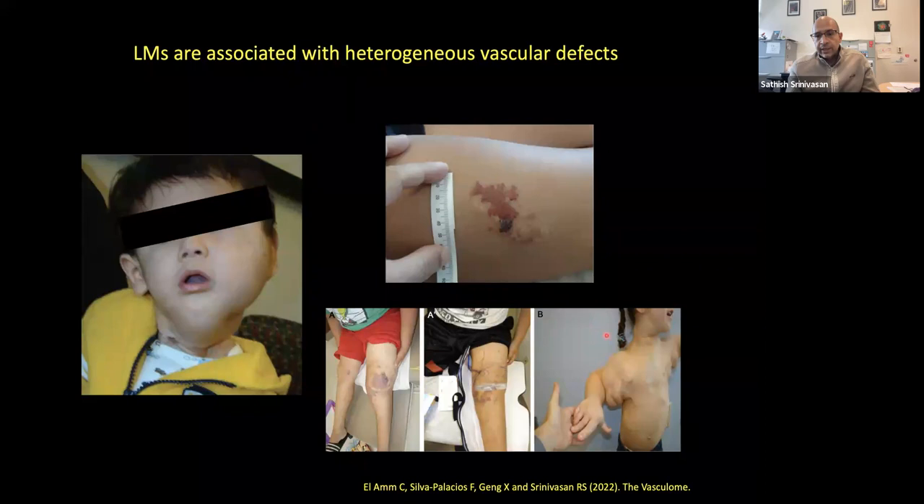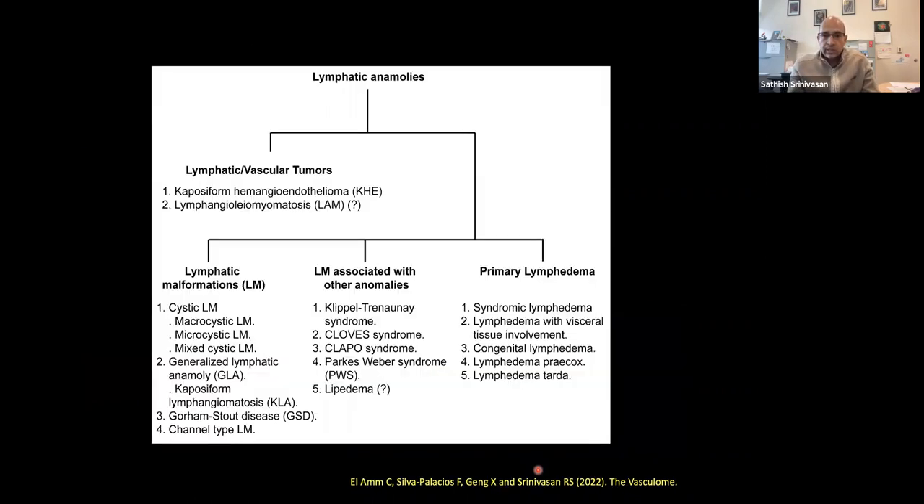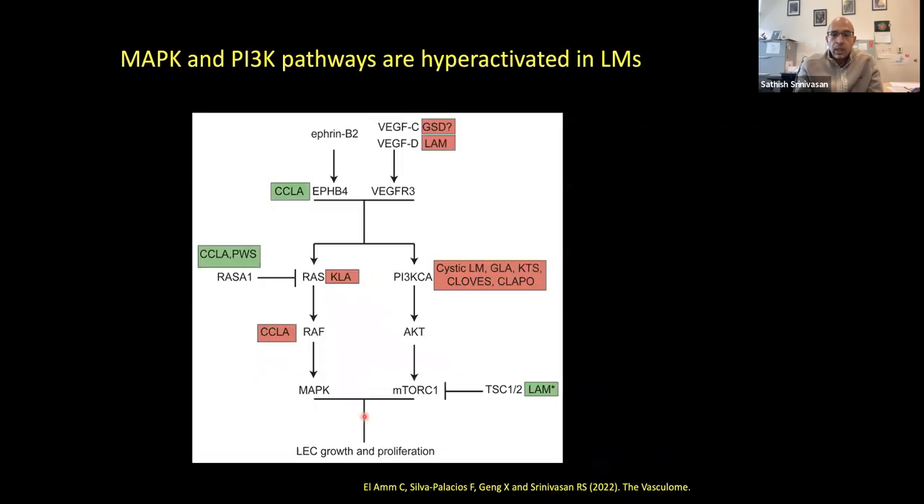And here are the lymphatic malformations that are associated with other disorders like limb overgrowth, tissue overgrowth, bone overgrowth kind of defects, various disorders like CLOVES and Klippel-Trenaunay syndrome, PWS, etc. And very commonly, these are the pathways, these are mutations that are found to be associated with the lymphatic malformations.